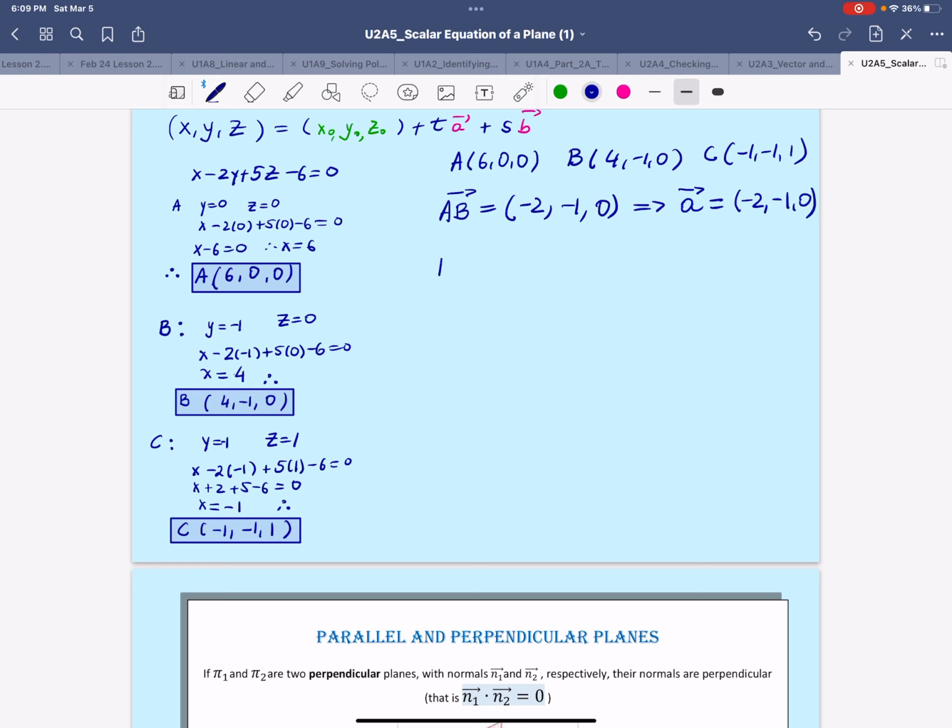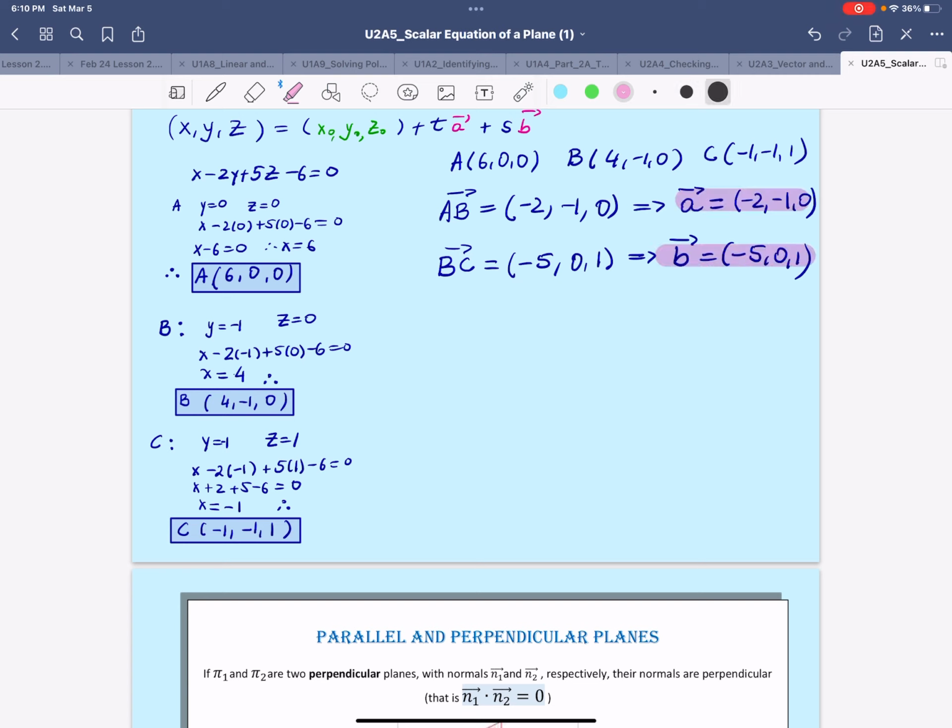Next, we're going to create a second direction vector, so BC. Again, from C, subtract B, because C is the head. Negative 1 minus 4, that's negative 5. Negative 1 minus negative 1, that's a 0. And 1 minus 0 is 1. So therefore, the direction vector b will have coordinates negative 5, 0, and 1. So far we have the two direction vectors, a and b.